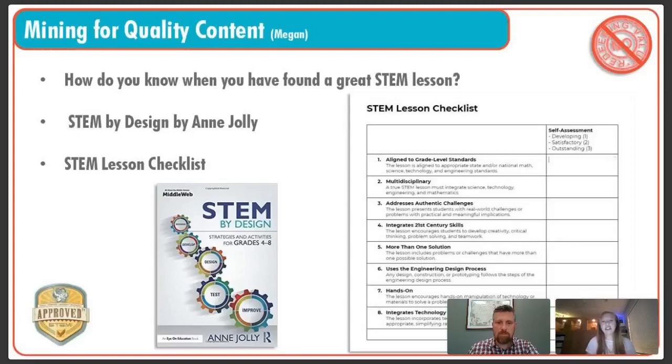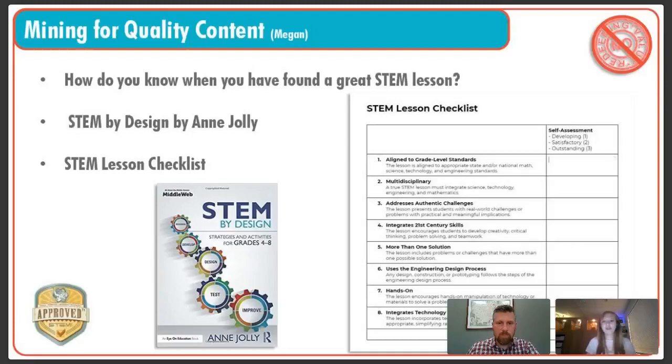Again, you want to make sure you're addressing the authentic challenges, bringing in what's going on in the local community, even around the world. We can bring in some culture as well, and diversity into our STEM lessons by including what's going on in other countries. There's the integrating 21st century skills, your critical thinking, creativity, innovation.